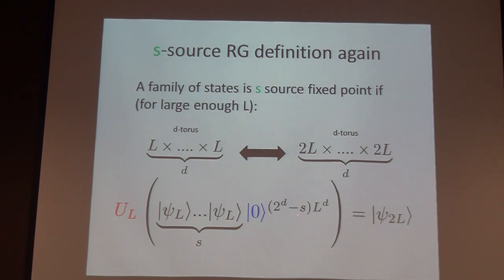This 2 to the d minus S is just the total number of sites that are not accounted for by the sites of these tori. I take these things, I mix them up with a local unitary transformation, which in principle can depend on the system size, and out has to come the state of the larger system. So that again is the definition. This all-important parameter S is telling me how many states I need to insert. S equals 0 means I can create the state from nothing in a single step. S equals 1 means I need the state of a smaller size and I can blow it up. S equals 2 means I need 2 copies.